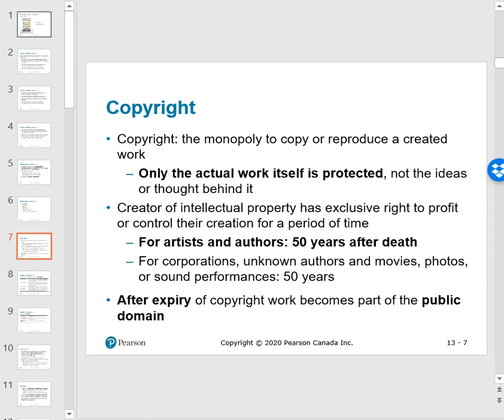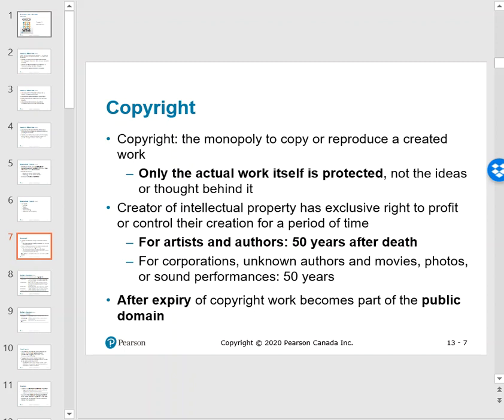And how long is this protection for? The protection is valid for 50 years after the author's death. So after the author dies, their estate, their heirs, they still enjoy protection for the work for up to 50 years. So that's why Disney characters, for example, are still protected under copyright.